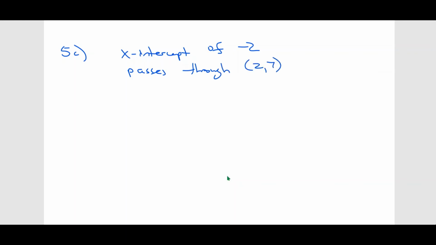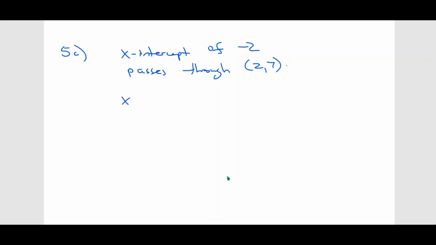All right, last example, 5c. It says to write the equation of a line that has an x-intercept of -2 and passes through (2, 7). Okay, it tells you the x-intercept. Well, if they told us the y-intercept, that would be nice, because then I could write y equals mx plus b and fill in the b. But they're not telling us the y-intercept. They're telling us the x-intercept, which is nowhere in y equals mx plus b.